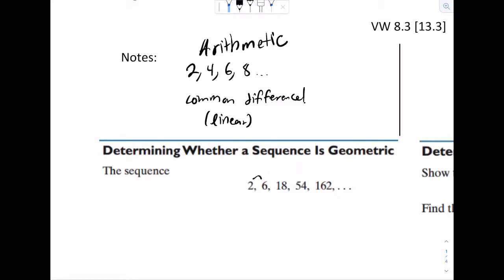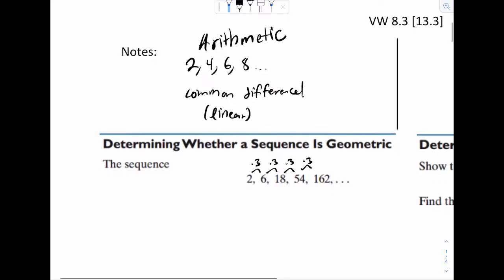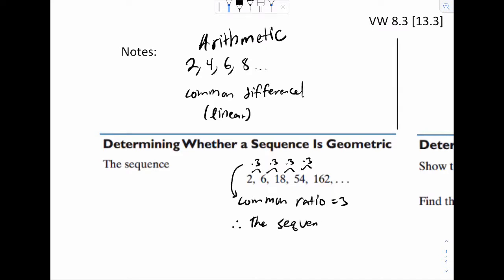But I can see that we're multiplying something constantly, and that would be 3 every single time. So in that instance, what we say is this is a common ratio. The common ratio here would be 3, and if there's a common ratio, then we say the sequence is geometric.